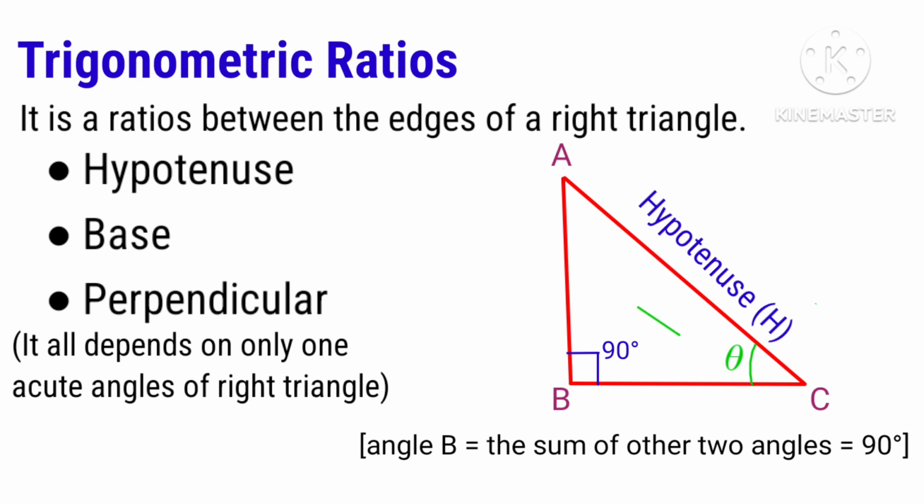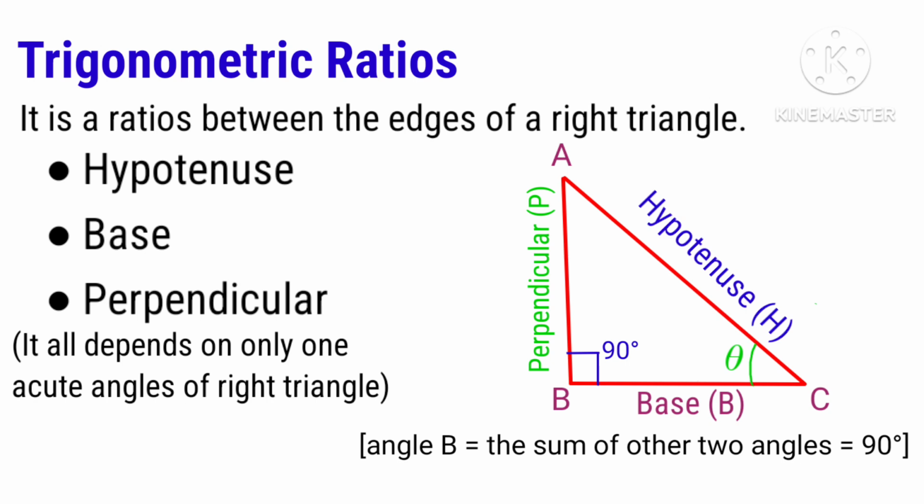Next, opposite to theta is the perpendicular, that is the AB line, and I mark it as P. Next, the BC line, which lies along both the 90 degree angle and theta, that line is known as the base, and I mark it as B.